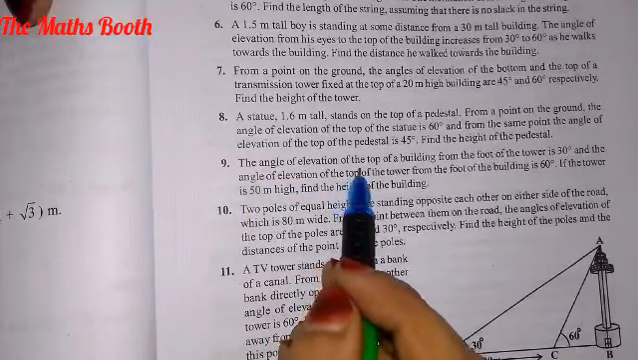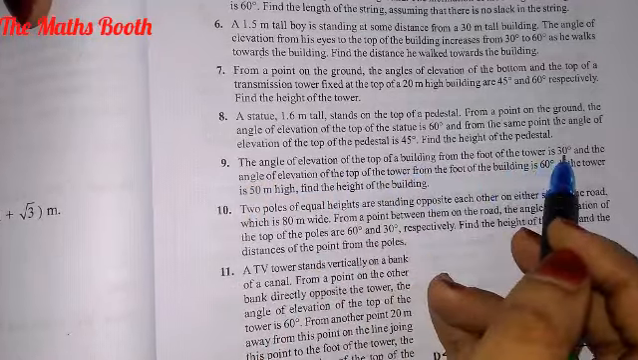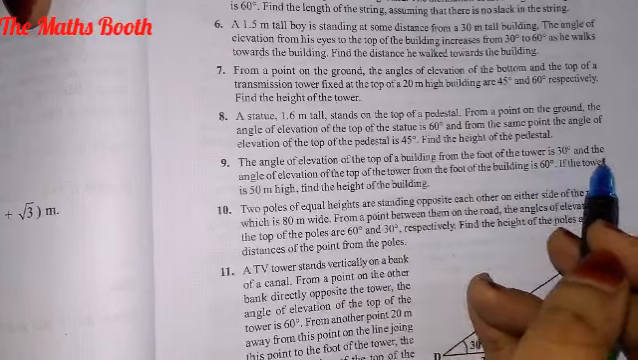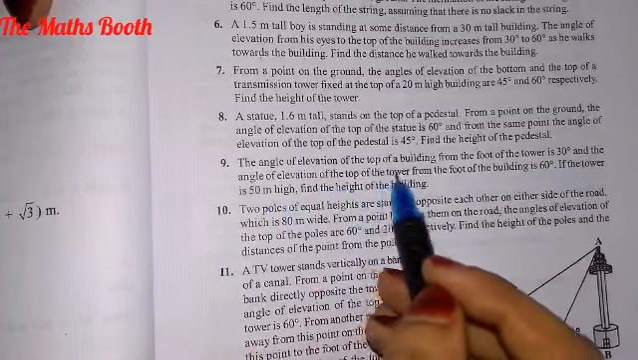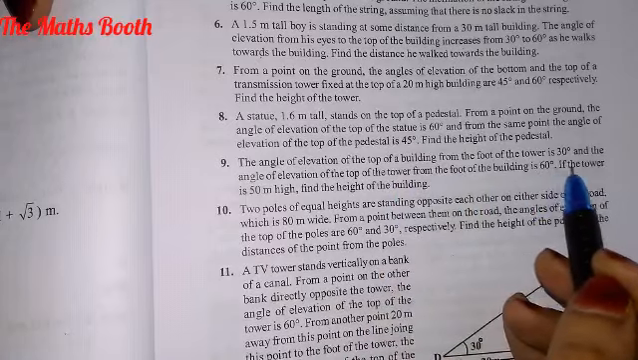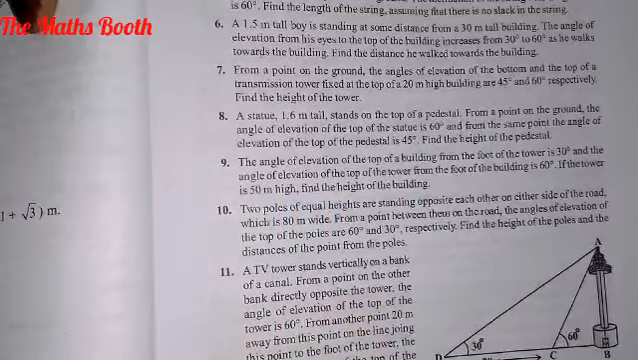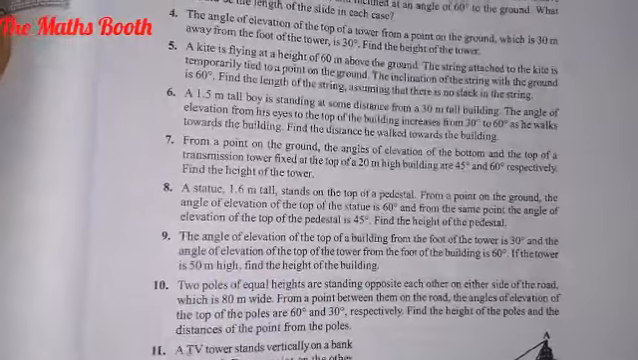The angle of elevation of the top of a building from the foot of the tower is 30 degree and the angle of elevation of the top of the tower from the foot of the building is 60 degree. If the tower is 50 meter high, find the height of the building. Okay, here there is a tower as well as a building.